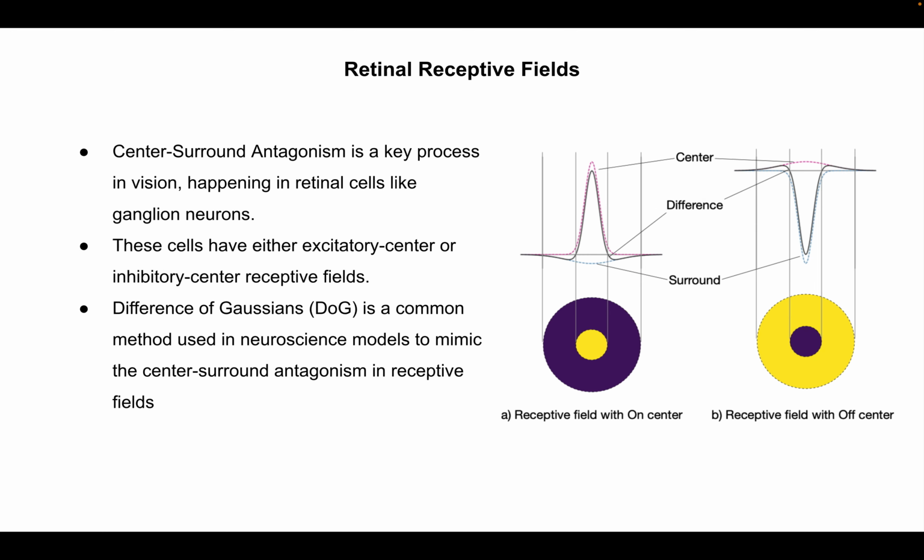Many retinal cells, known as ganglion cells, have receptive fields with center surround structures. These cells either have excitatory centers, meaning that they get excited when light falls on their centers, or the other way around, with inhibitory centers. Difference of Gaussians or DOG is a common function used in neuroscience to model the center surround structure in receptive fields.